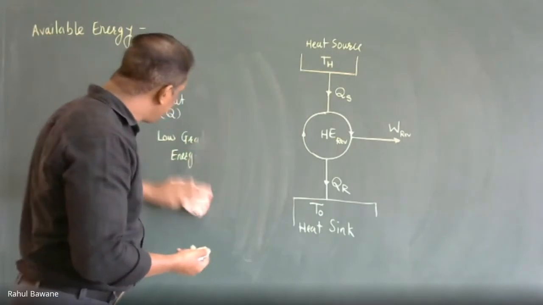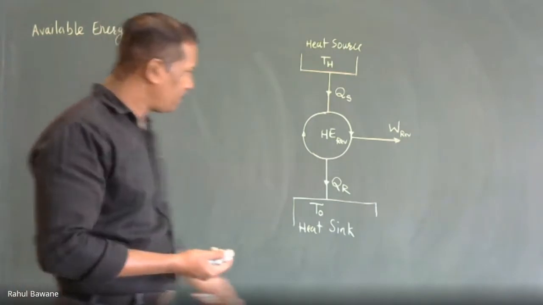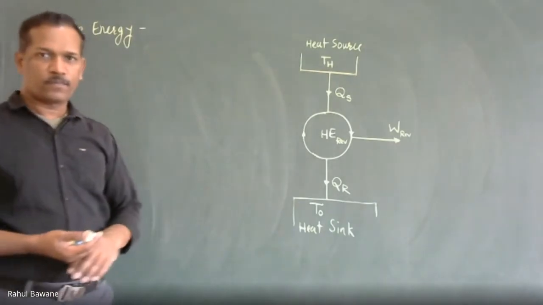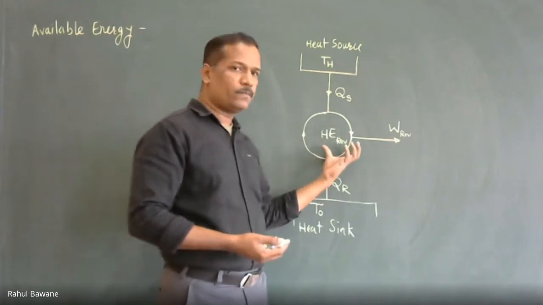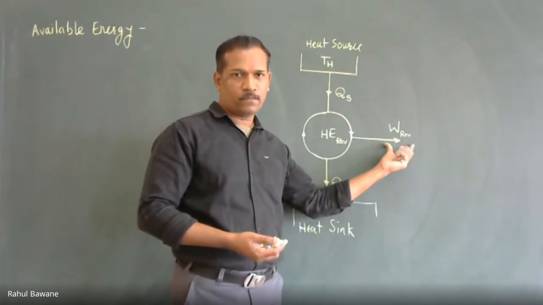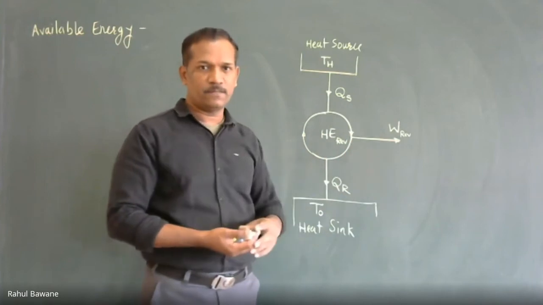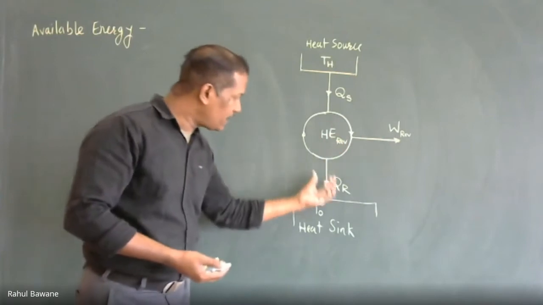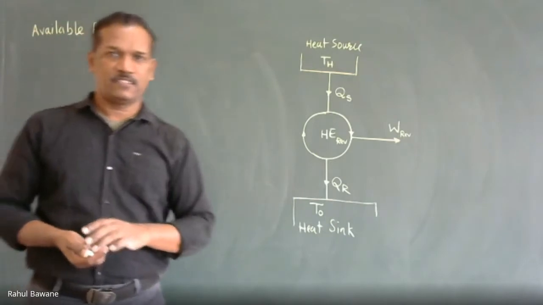some portion gets converted into work, useful work, and the remaining portion gets rejected. The portion, the part, the amount which is converted into work, that portion of it is called available energy. And the remaining portion which is not converted into work, that is rejected, that is called unavailable energy.